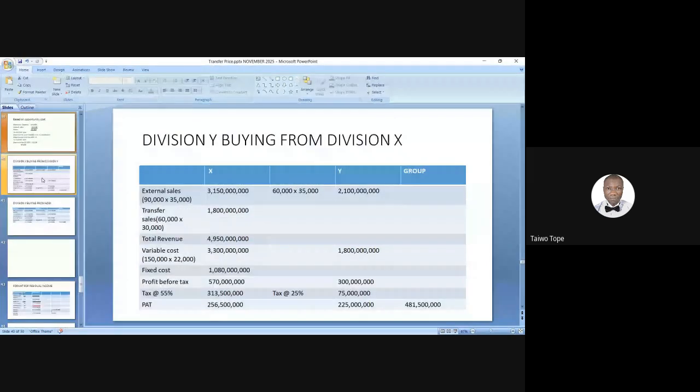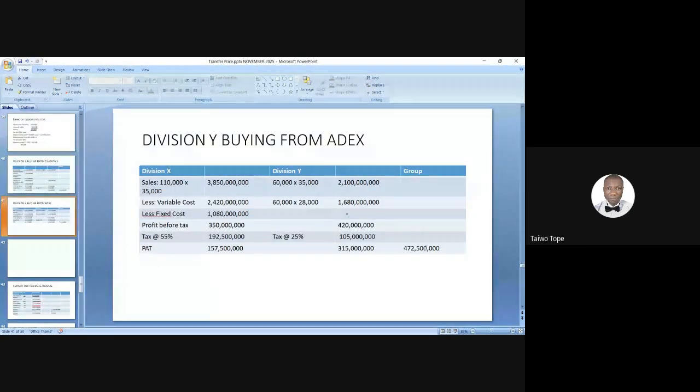Let's look at our computation. When division Y obtains goods from X, what is our group profit? 481,500,000. When they obtain goods from ADES, what is the result? 472,500,000. What will be your advice now? Our advice is that they should buy from division X because they will make higher profits compared to ADES. Yes, so division Y should buy from division X in order to maximize the group profits, isn't it?